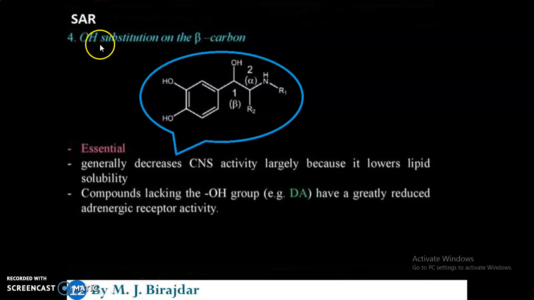Fourth is hydroxyl substitution on the beta carbon atom. This is the beta carbon atom. Hydroxyl group is substituted. This hydroxyl group is essential for the activity, and generally decreases CNS activity, largely because it lowers lipid solubility. Compounds lacking the hydroxyl group, for example dopamine, have greatly reduced adrenergic receptor activity.